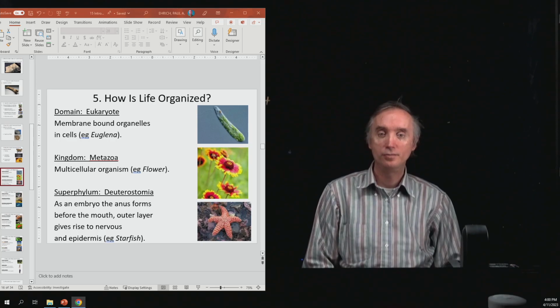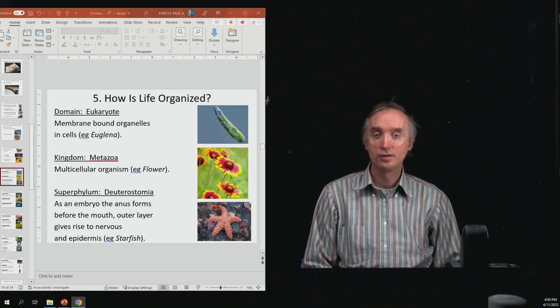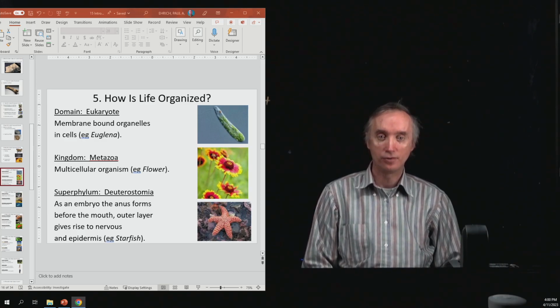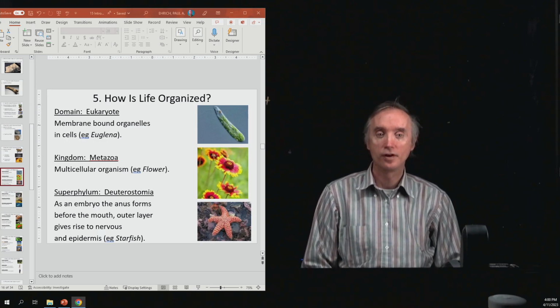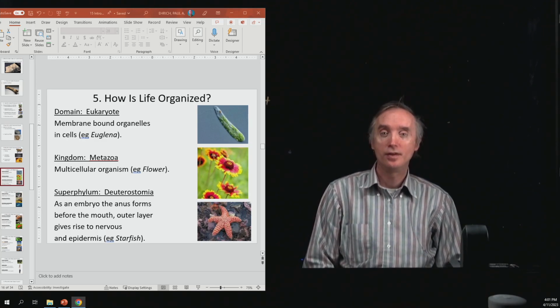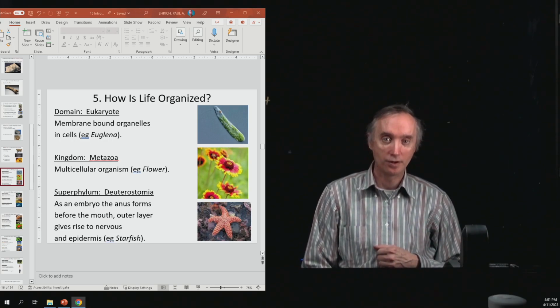And there are three main domains. You're going to have the archaeans, and these are one-celled organisms that live in incredibly hostile conditions, either very hot or very salty or very acidic. Then you have the domain of bacteria. Again, these are one-celled organisms, and I think you all know what bacteria are.